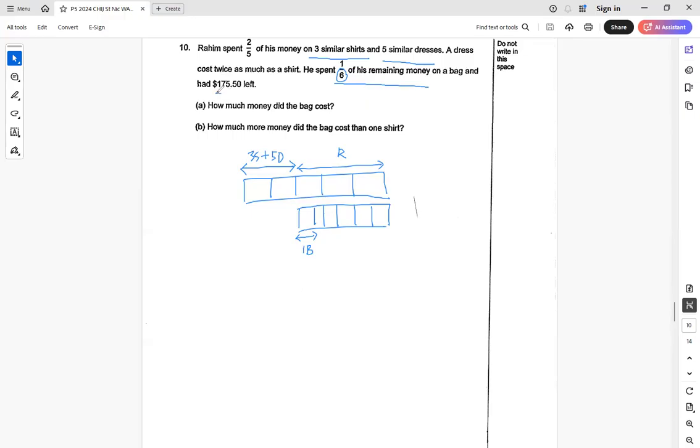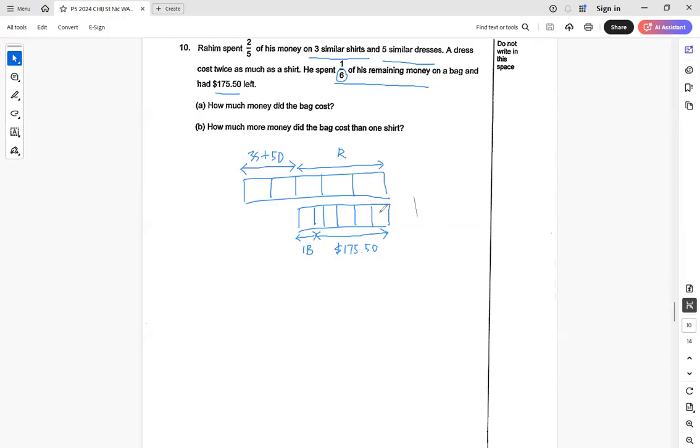Okay, and then he had $175.50 left, meaning this here must be the money left, which is $175.50. So I'll label it like that. All right, so if the question is asking part A, how much money did the bag cost? So we look at this drop-down model part here. There are 1, 2, 3, 4, 5. There are 5 of them.